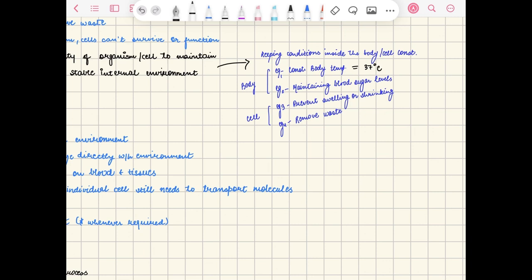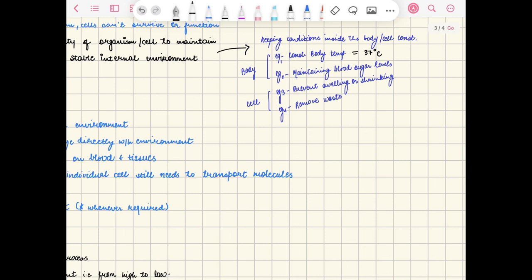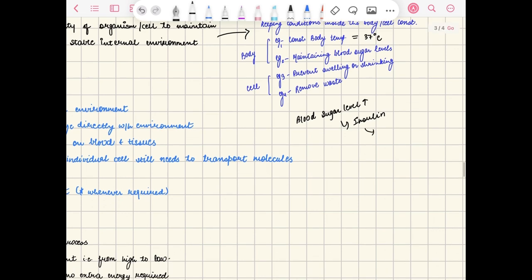So now the next example would be blood sugar regulation. If we eat something and our blood sugar level rises, right? Now, if our blood sugar level has risen, what will happen? Insulin would be released. And what will insulin do? It will store the glucose as glycogen.